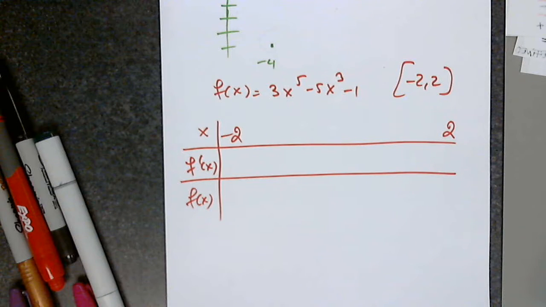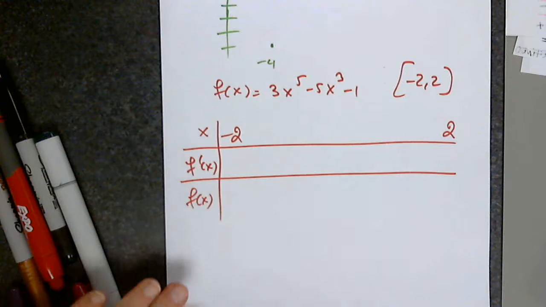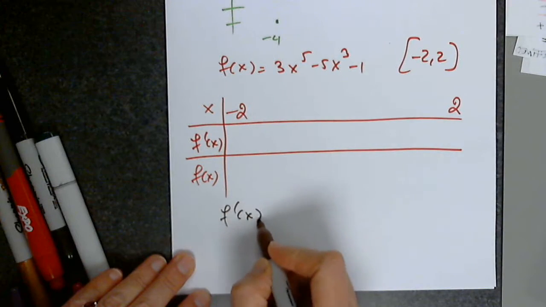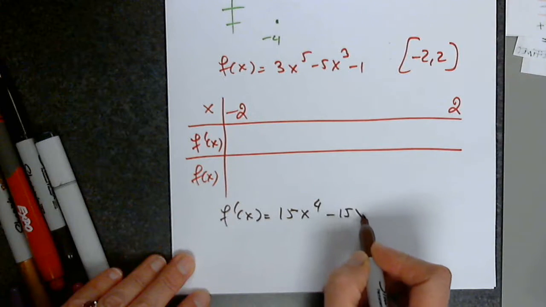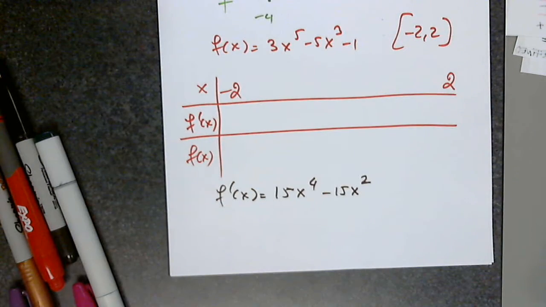So how do I start? What is my starting point? What do I have to do first? Yes, I have to find the derivative. So f prime of x equals 15x to the 4th minus 15x squared. Good. My next step, what am I looking for after I differentiate?